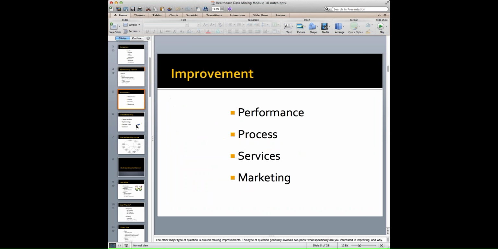Also, when you're looking at improvements, what are things that you might be interested in for an improvement project? You can look at overall performance. You can look at process improvement, right? Maybe we want to improve a service line, a specific service. And remember, thinking about service, service might be an actual service line, but service could also be something like improving parking. Maybe you've got valet parking, maybe you've got a shuttle running from a remote parking lot off to somewhere else.